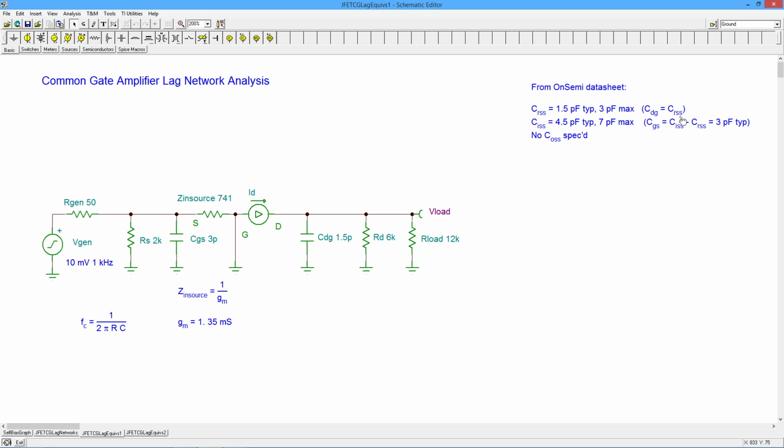So that, we're just going to take that as the given 1.5 picofarads. And then CGS, because CISS is really CGS plus CDG, we just subtract off that other piece and we get the value, right? So we get 4.5 minus 1.5, and that would be 3 picofarads typically. So that's what we're going to use.